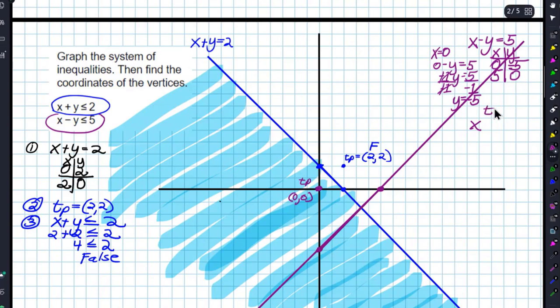No, I didn't. You see that the more used to doing this you are, the quicker you can go, but sometimes you can outsmart yourself by being too quick. So what have we got here? X minus Y is less than or equal to 5. So 0 minus 0, because my test point is 0, 0, is less than or equal to 5. 0 is less than or equal to 5. And that is true for the magenta line. So that means I'm going to shade that way.